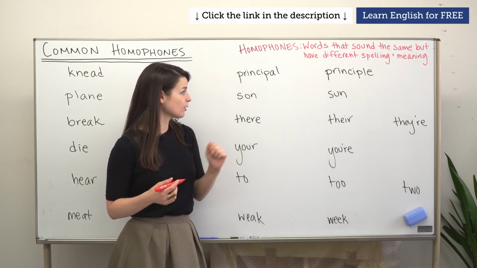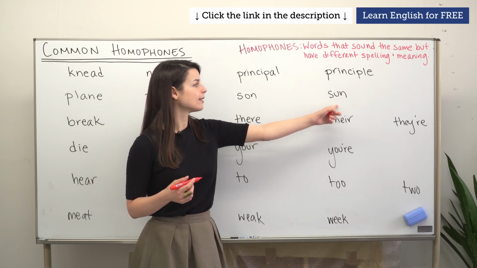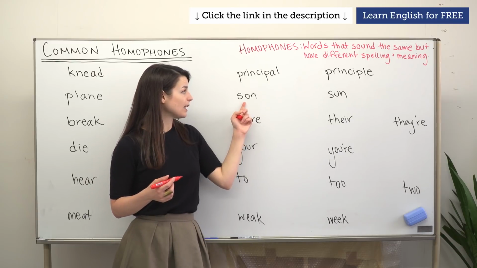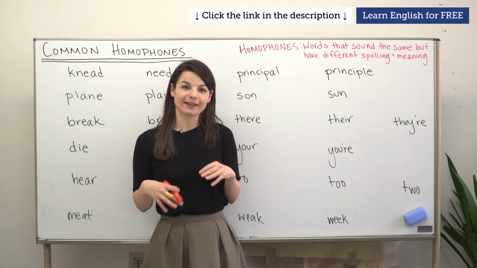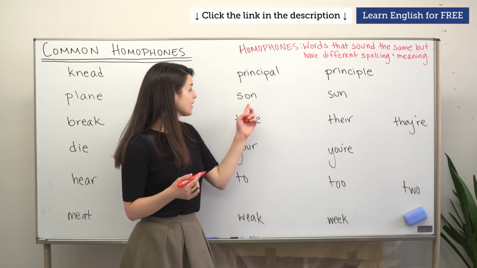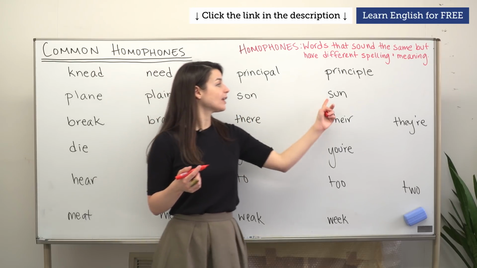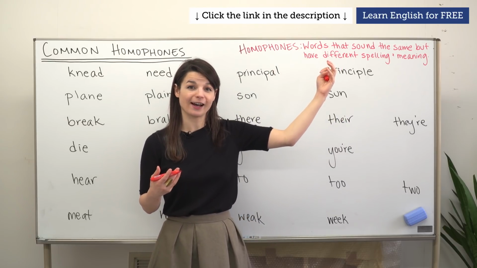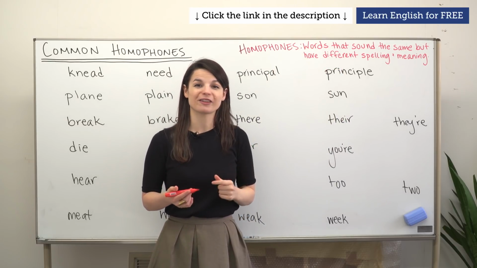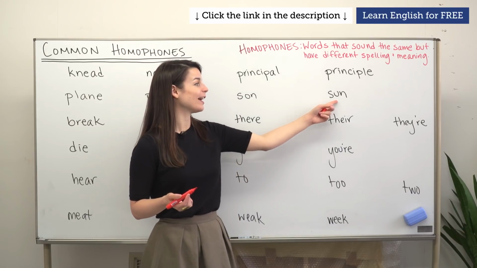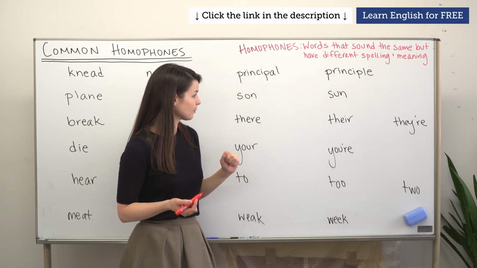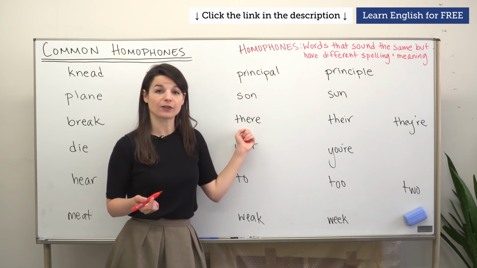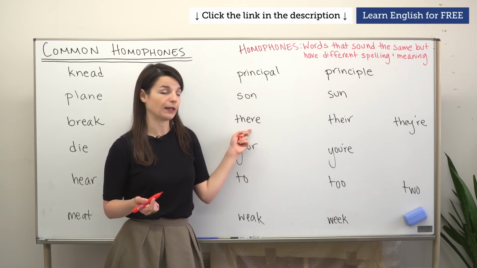Okay, let's go to another one. Son and sun, S-O-N and S-U-N. Son means your male child, my son, his son, her son. S-O-N, male child. S-U-N, however, is that big ball of light, the star in the sky that gives Earth warmth and light. So S-U-N, please be careful here.